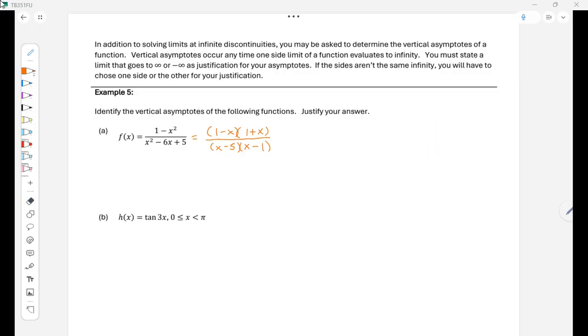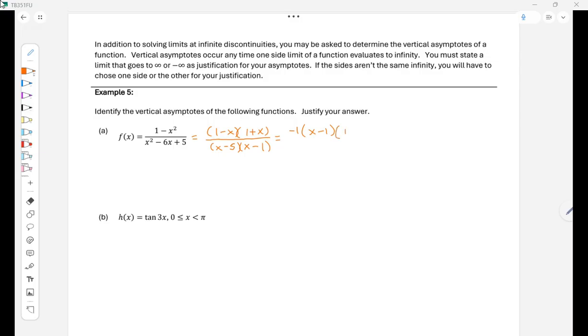So I'll do one more limit, or I'm sorry, I'm not doing a limit yet. So I'll do negative 1. I'm factoring that out of just the first term. I'm going to leave the second term alone. That's how the algebra works. So negative 1, this is going to be a negative 1 plus x or an x minus 1.